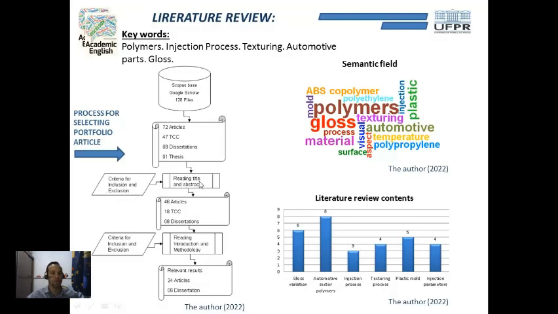First, reading the title and abstract. The second criterion is reading the introduction and methodology. And finally, I found relevant results: 24 articles and 6 dissertations. Quickly, we can see a graphic of the review context, and I found 6 files about gloss variation, 8 about automotive polymers, 3 about the injection process, 4 about the texturing process, and also plastic mold and injection mold.